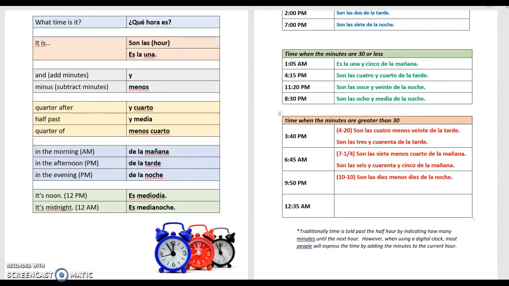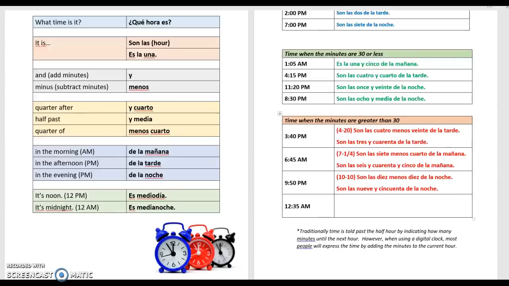Try the modern digital way. 9:50 straight out. Son las 9. Take away. Oh, I'm sorry, what am I doing? Add it on. Y 50 de la noche still.